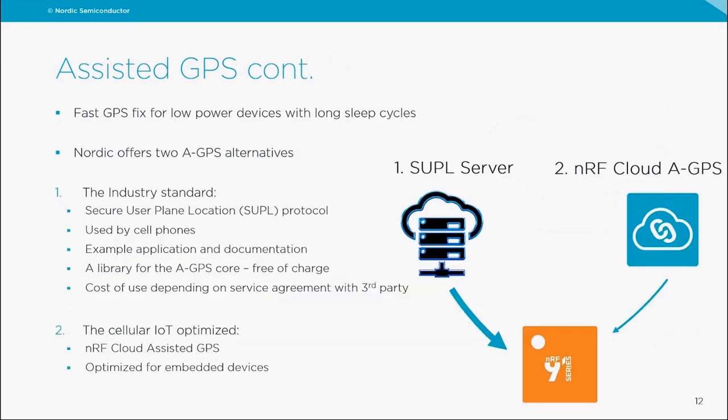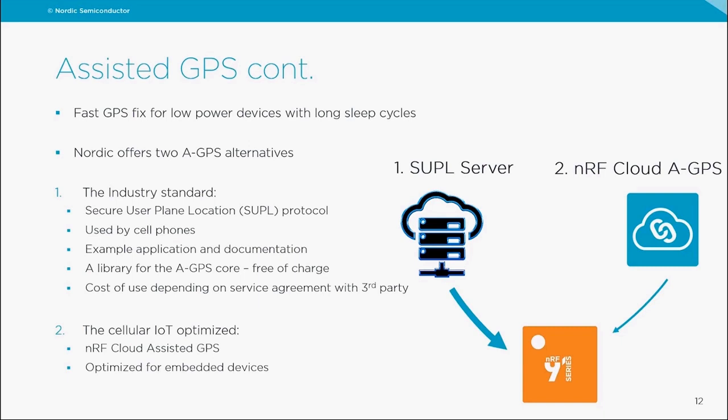And there are two protocols that we offer to do this. One is the standard one, and that is the Secure User Plane Location, or SUPL. That's what's being used by cell phones. We have an example application and documentation in the SDK for that now, in the 1.2. There's a library in there for the core of the AGPS. It's binary, but it's free of charge.